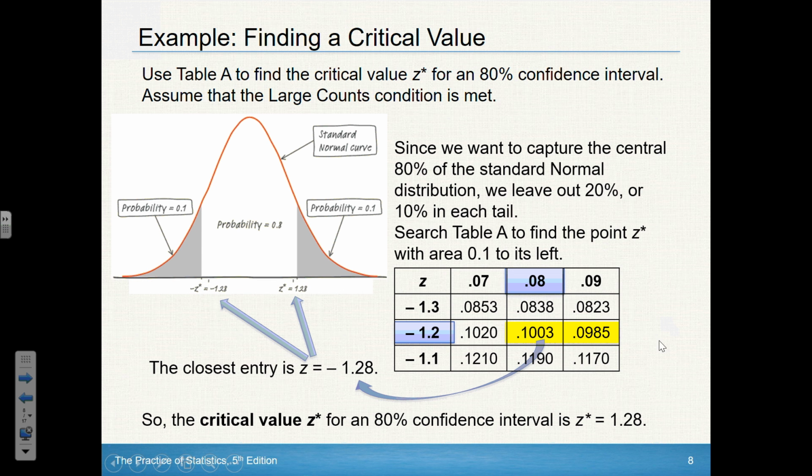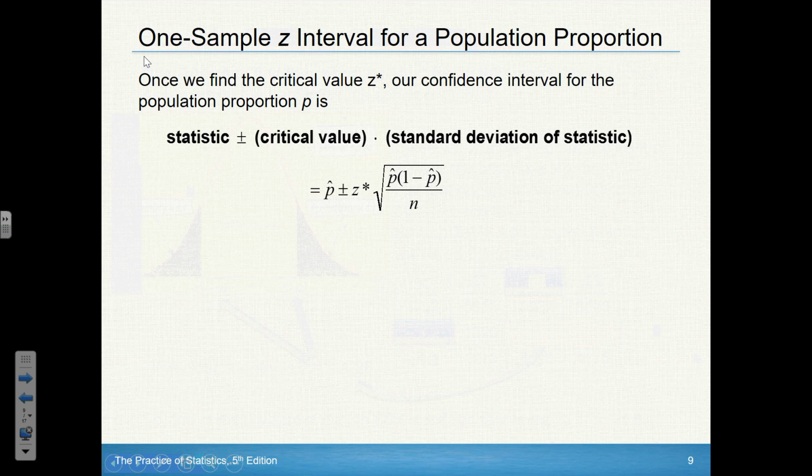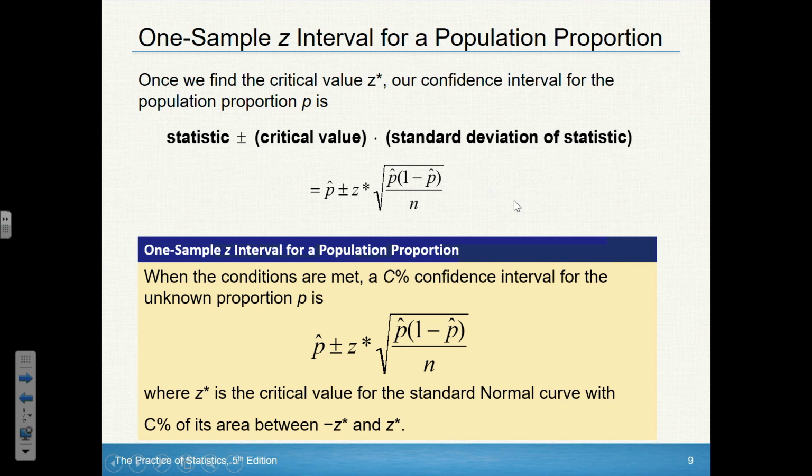All right. But the key here is that the critical value of z star for an 80% confidence interval is going to be 1.28, or a more exact 1.281. So if you wanted to construct a one sample z interval for a population proportion, it's going to take the form of a statistic plus or minus the critical value times the standard deviation of a statistic, or standard error. And again, there it is in this form as well.